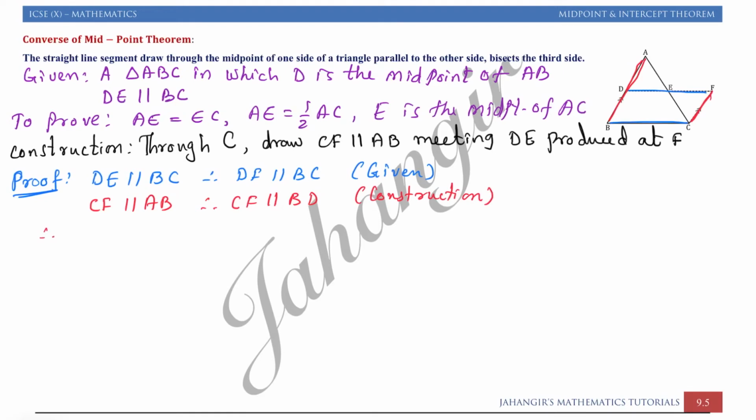So therefore, we can say this is a parallelogram because opposite sides are parallel. Both pairs of opposite sides we had proved as parallel. I had explained that to prove a quadrilateral to be a parallelogram, you have to either prove both pairs of opposite sides to be parallel, or one pair of opposite sides to be parallel and equal. You have to keep that in mind.